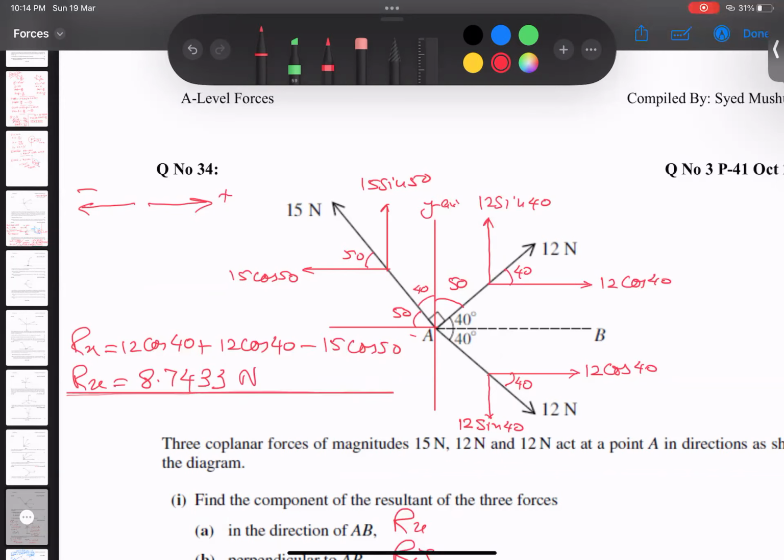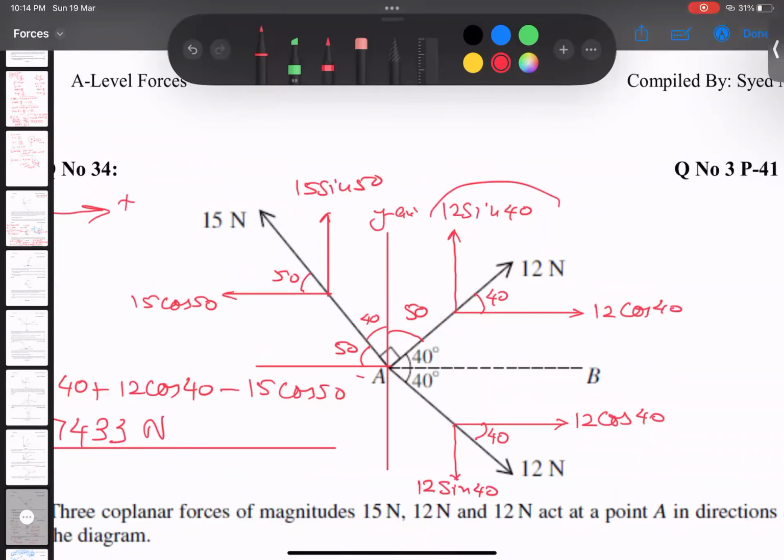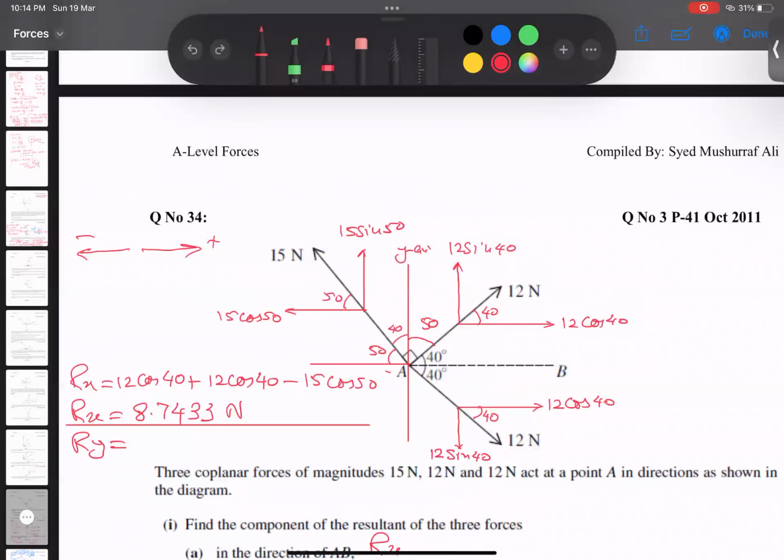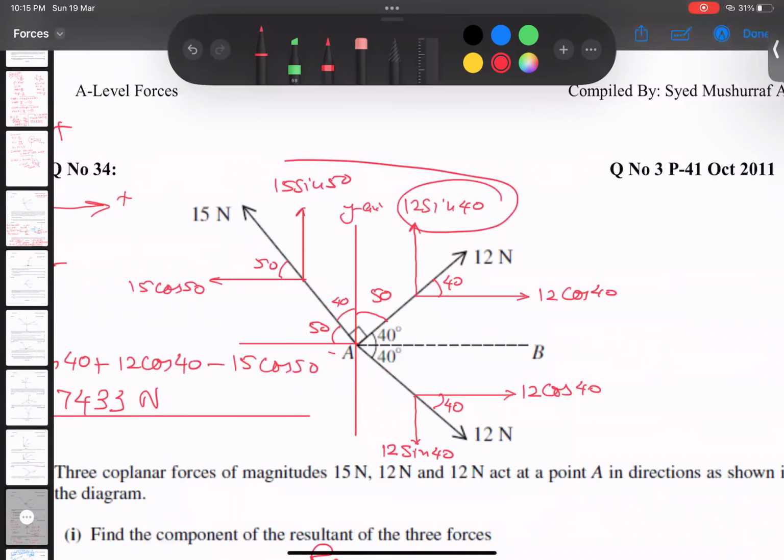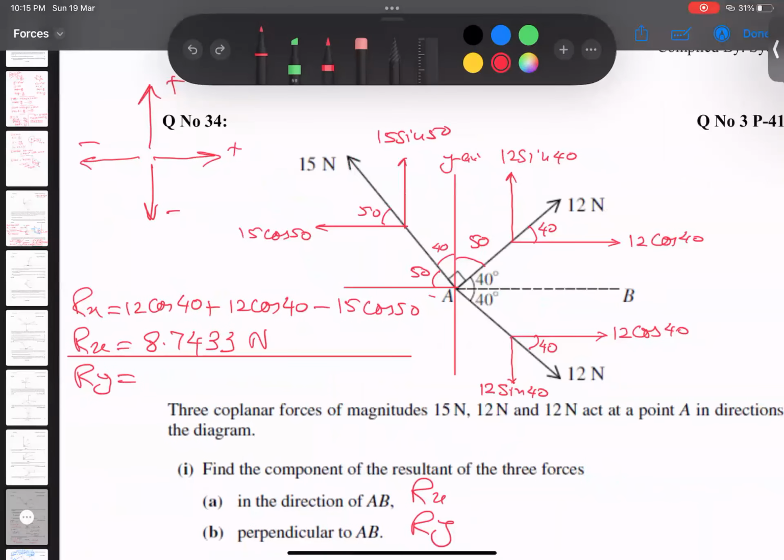Now I'm going for Ry. So let's see, student, how to get Ry. Okay, before I start, upward I take as positive, downward as negative. So this is upward, this is upwards, and this is acting downwards. So it's a very clear approach. So I will take upward as a positive.